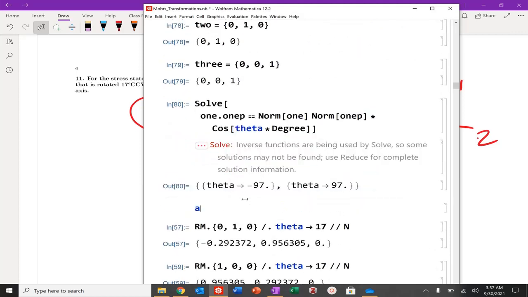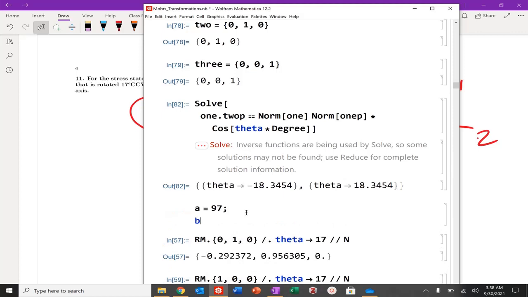So I could say that A equals 97. That is 1 and 1 prime, 2 and 2 prime, and all those values. Let's go ahead and work through those. In just a second, I want to pull up the definition of those matrices here. So our A is 1 and 1 prime, and B is going to be between 1 and 2 prime. So A equals, B equals this.